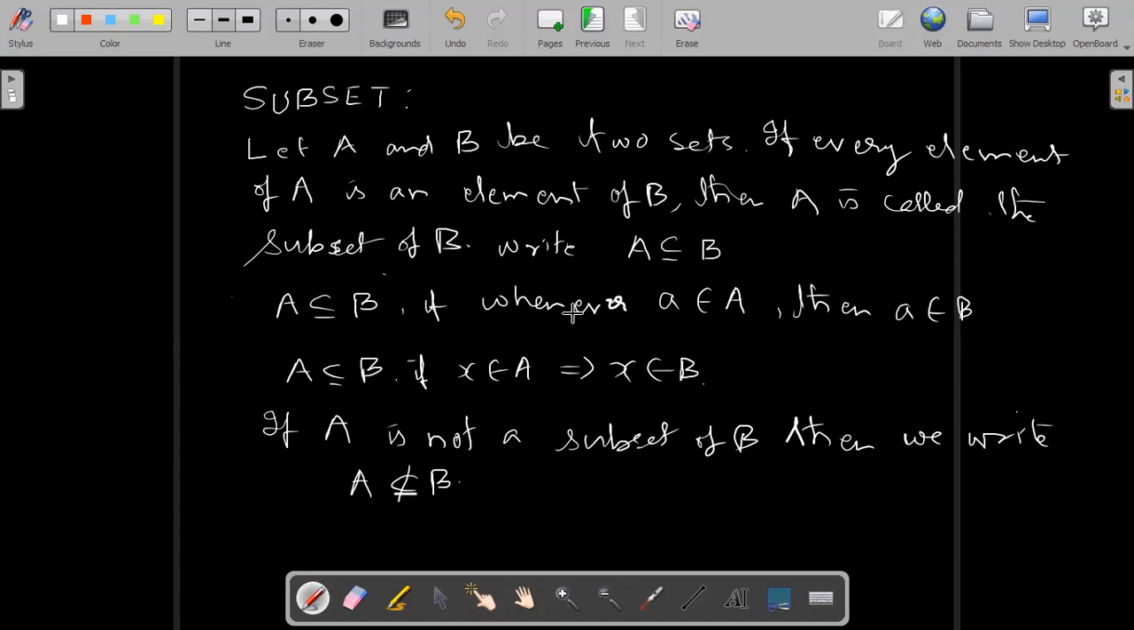One more thing: if A is a subset of B and B is a subset of A, then A will be equal to B. So for proving A is equal to B, we prove that A is a subset of B and B is a subset of A. That is only possible when A is equal to B. This implies that A is equal to B. And implies in both directions means vice versa is also true: if A is equal to B, then A is a subset of B and B is a subset of A.